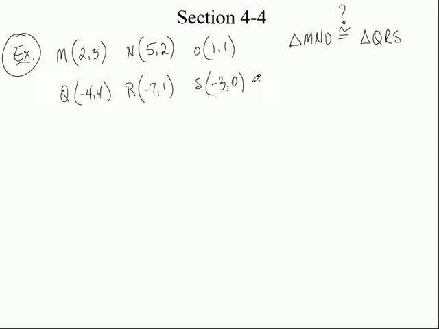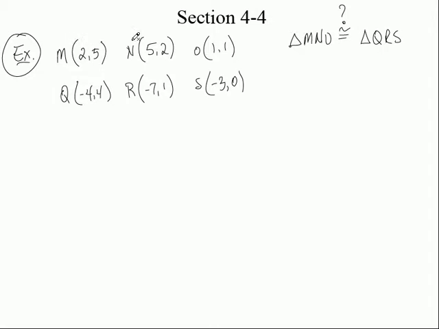Let's just think about the first postulate that we learned. What was that? Side, side, side. That means if all three sides of this triangle are equal to all three sides of this triangle, then they're congruent, right? So guess what we have to do? Lots of distance formula stuff, okay? But look, you should be used to this by now. Let's not freak out over distance formula. It's not that hard. It's pretty quick. It's pretty easy.